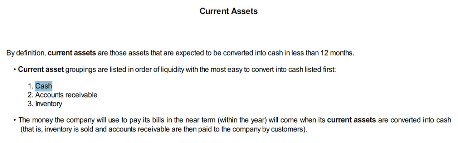Here you can see the money the company will use to pay its bills in the near term will come when its current assets are converted into cash. What does it mean? Suppose a company, XYZ Enterprise, sells footballs on credit. To manufacture footballs, it buys leather, string, and some other stationery.